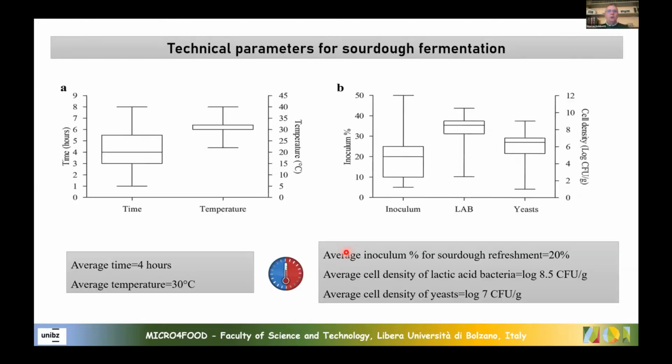When you want to use the sourdough, all the literature says that the most appropriate time for fermenting with sourdough is about hours. The temperature should be between 30 and 35 degrees centigrade. And the number of lactic acid bacteria is about log 8.5, and the average cell density of yeast is about 7, with a ratio between lactic acid bacteria and yeast of about 1 to 10, 1 to 100.